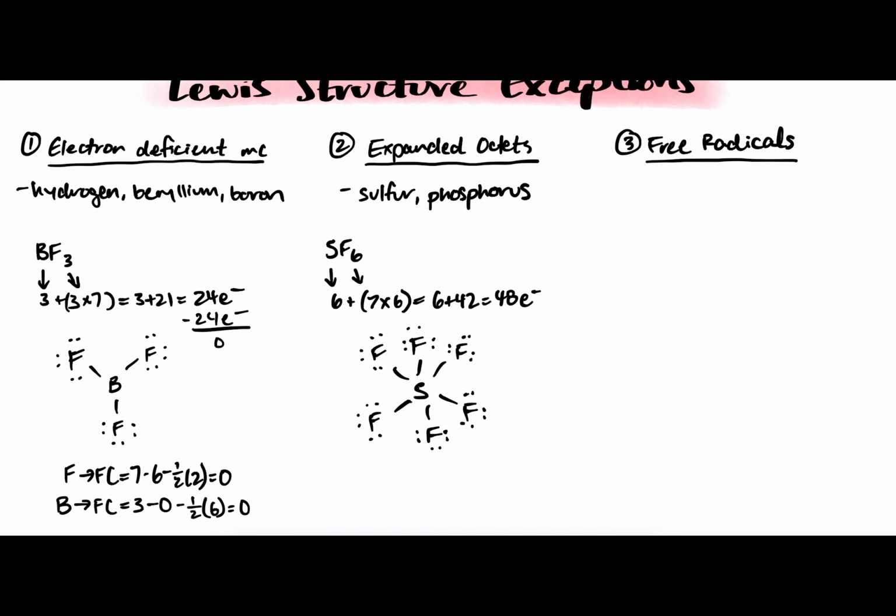And then we notice that each fluorine uses up 2, 4, 6, 8 electrons, and we have 6 groups of those, so that gives us 48 electrons as well. But now this one looks a little bit weird because sulfur has 6 bonds on it, which is a lot, and it has more than the normal octet.